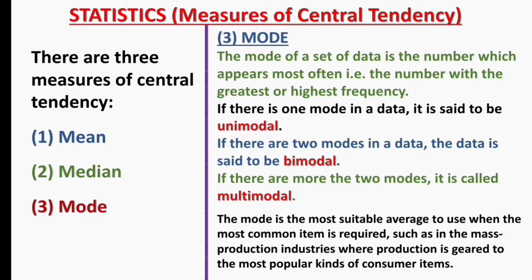Lastly, the mode is the most suitable average to use when the most common item is required, such as in the mass production industries where production is geared to the most popular kind of consumer items. Please take note of these three types of measures of central tendency, which are the mean, median, and mode.